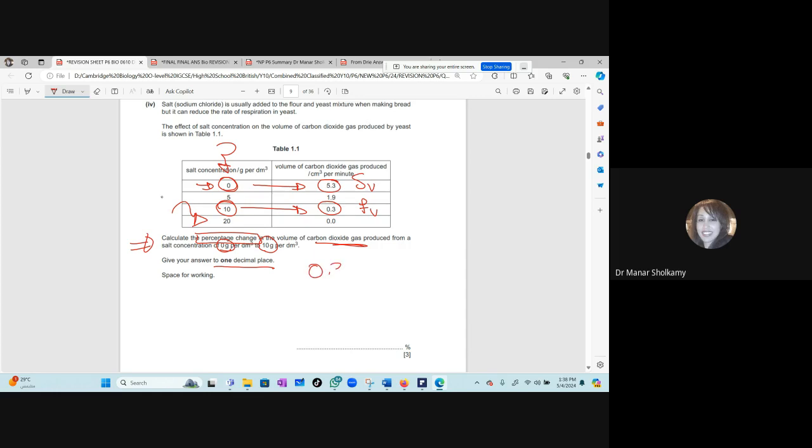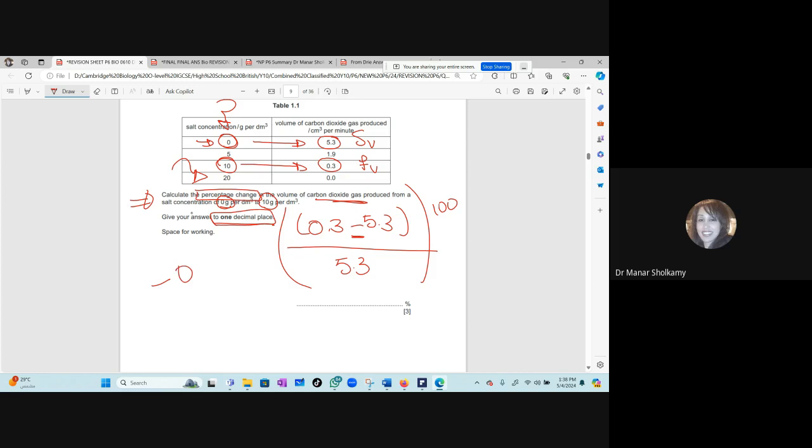So 0.3 minus 5.3. I will do this step alone. Divided by the starting, which is 5.3. I will do this step alone. And the answer I will multiply by 100. Now, obviously, my answer will be negative, and I have to get it to one decimal place. This means if my answer is 0.46, do I write it 0.46? 0.5. Exactly, minus 0.5. And here I will include the minus because they said percentage change, not percentage decrease.